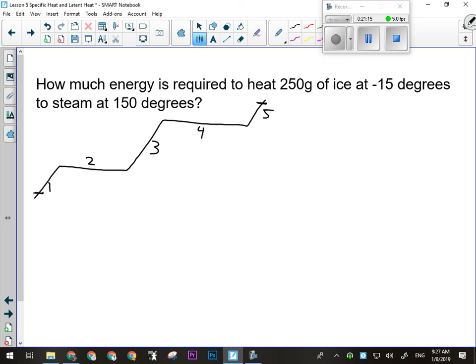So how many steps am I going to have to do? 5. I'm first going to have to warm the ice to 0. Then I'm going to melt the ice. Then I'm going to warm the water. Then I'm going to evaporate the water, and then I'm going to warm the steam. That's going to be 5 separate steps.